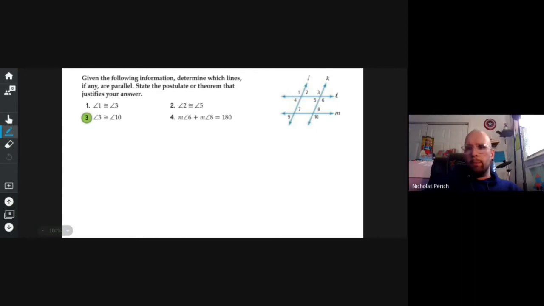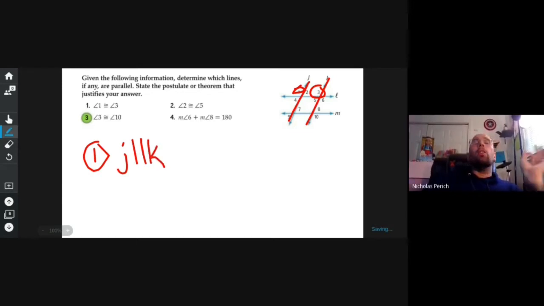If angle 1 is congruent to angle 3, then we could say that J and K are parallel because of the converse of the corresponding angles postulate, or we could call it corresponding angles converse. Did I say that right? Yes, thank you.